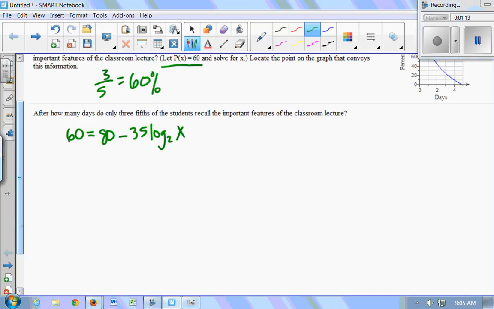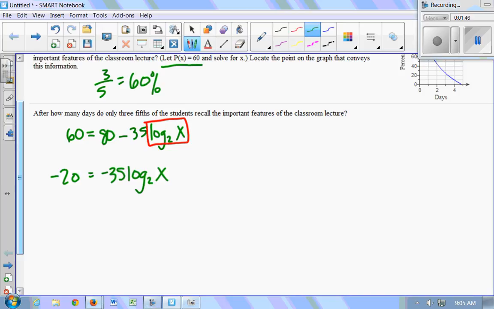All right, so I want to isolate that log. First thing I want to do is isolate the logarithm. So I'm going to start by subtracting 80 from both sides. So I have -20 equals -35 log base 2 of x. So sort of the trick is to treat this whole thing like it's the variable, right? So solve for that whole logarithm first. And then once you have log x equals something, you change it to exponential form.